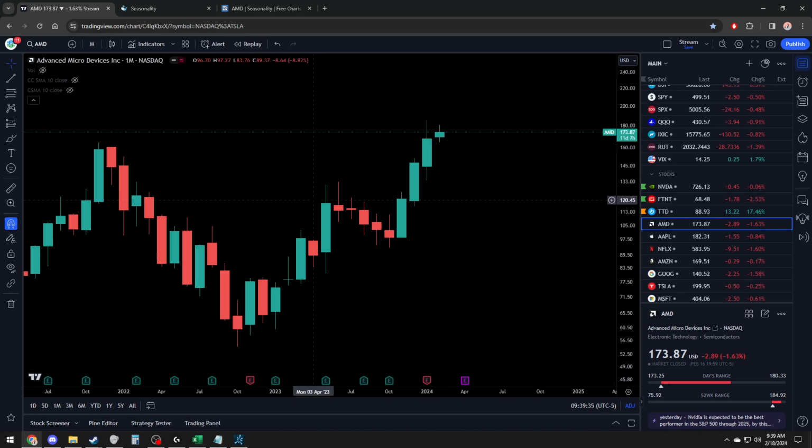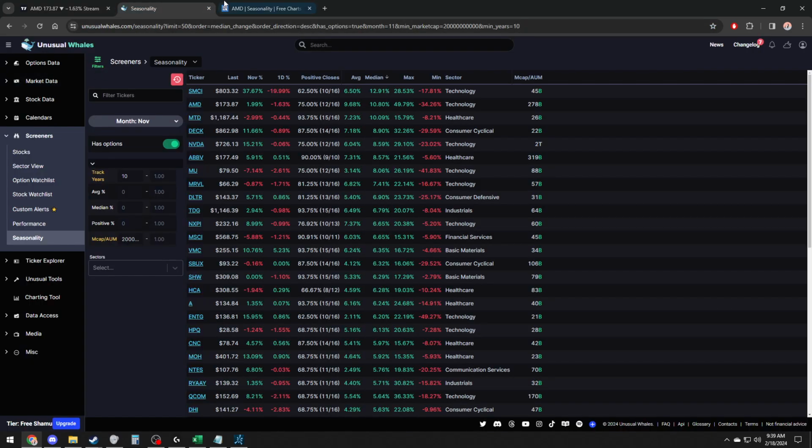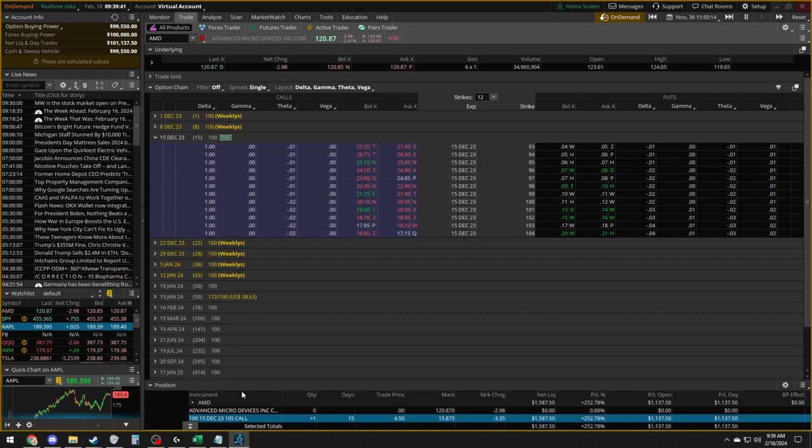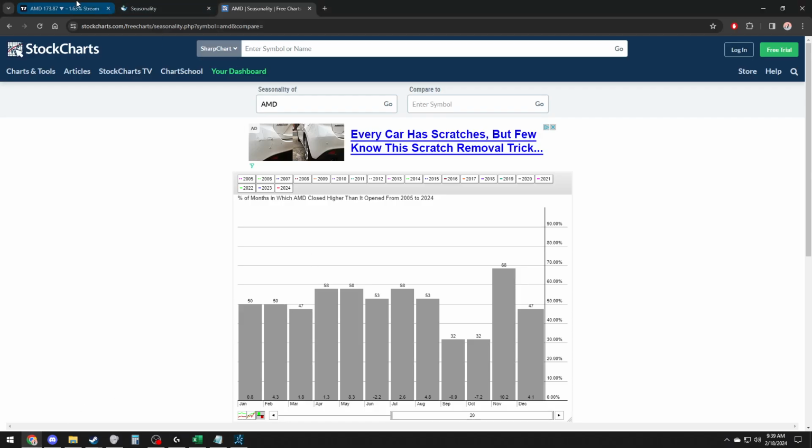That's how I tackle this. Again, this is pretty simple information and it's completely free. The resources I showed are Unusual Whales and stockcharts.com. Thinkorswim I don't think is necessarily free; you have to open up an account and put money into it. But I like Thinkorswim because it has this backtesting platform, which is very, very powerful.